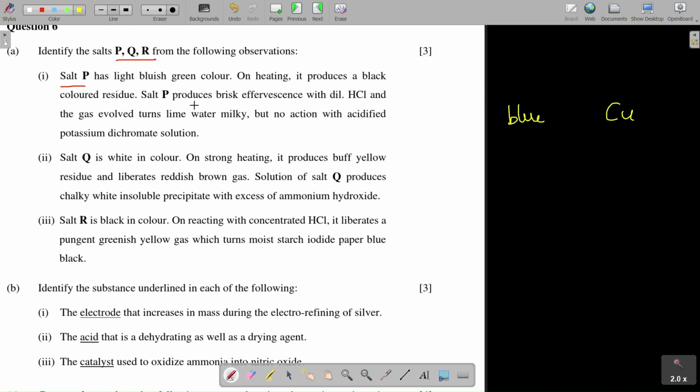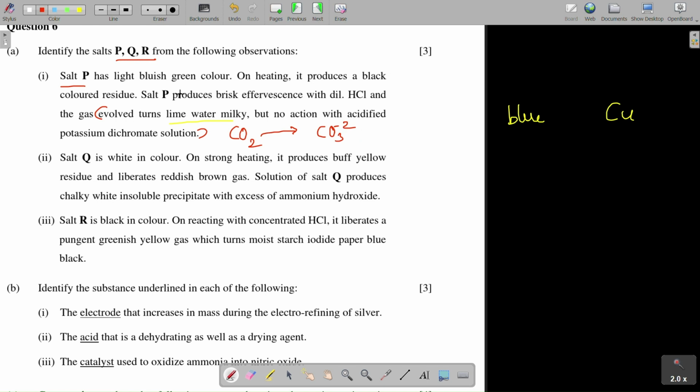Salt P produces brisk effervescence with dilute HCl, and the gas evolved turns lime water milky, but shows no action with acidified potassium dichromate solution. So this line tells us that this should be carbon dioxide gas, because sulfur dioxide would show some action with acidified potassium dichromate. Here it is carbon dioxide, so it should be a carbonate, because you get carbon dioxide from carbonates only. When any metal carbonate reacts with HCl, it will give you carbon dioxide.